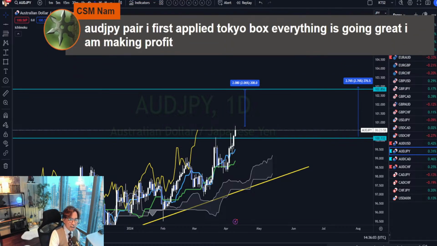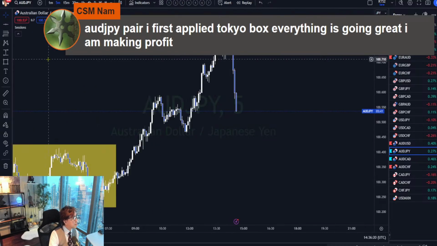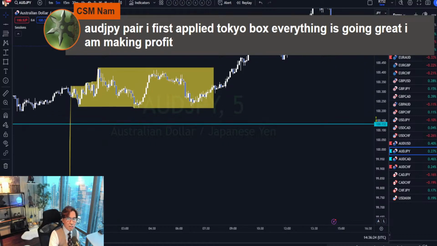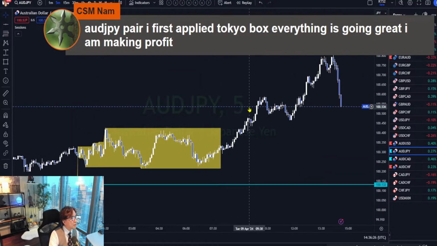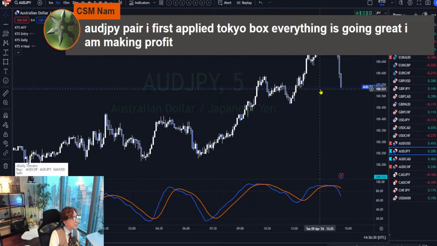Okay, CSM says, AUD-JPY pair, I first applied Tokyo Box, everything is going great, making profit. Right, yeah, Tokyo Box works on JPY pairs. So let me apply the Tokyo Box on this one, and let me just see the 5-minute time frame.